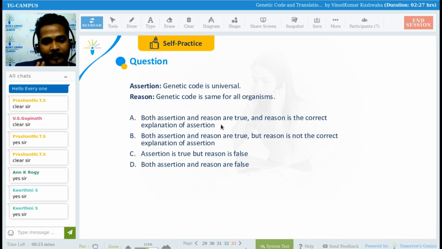Now I'm very clear with these two statements. Genetic code is universal, or nearly universal we can say, because we have already studied this. And genetic code is the same for all organisms. Universal means it applies to all types of organisms. So both statements can be called true, right? Both the assertion and the reason are true, and the reason is the correct explanation of the assertion. So yes, definitely A is the right answer. Yes or no? Then why not responding? Just Bhuwana responded.